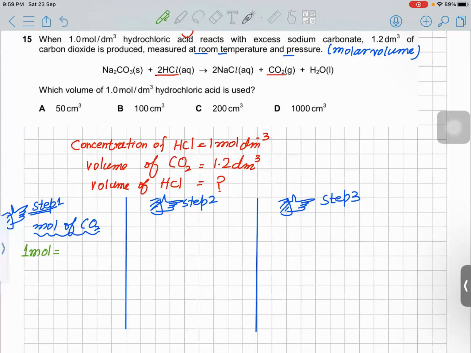1 mole has 24 dm cube. So 1.2 dm cube is given, X is required. What is X? 0.05.